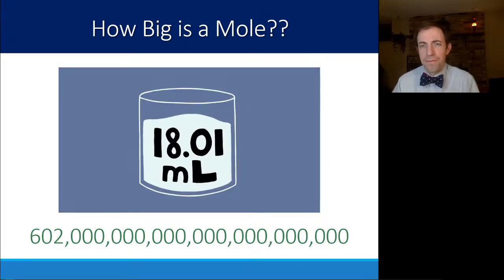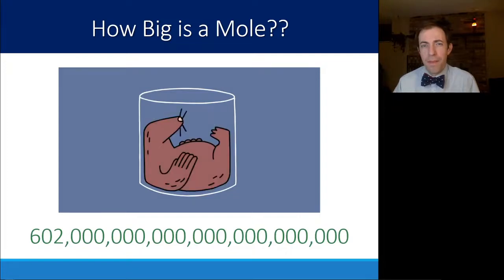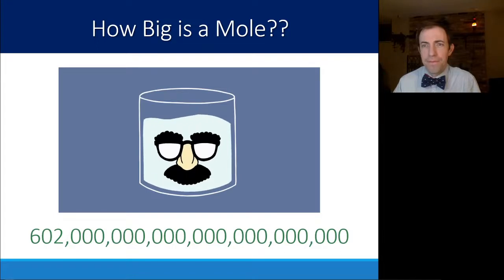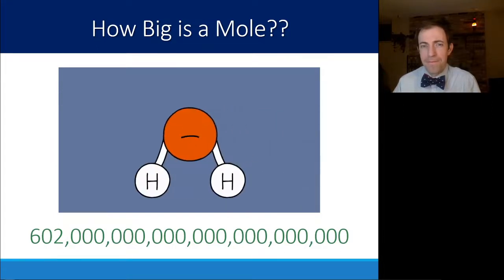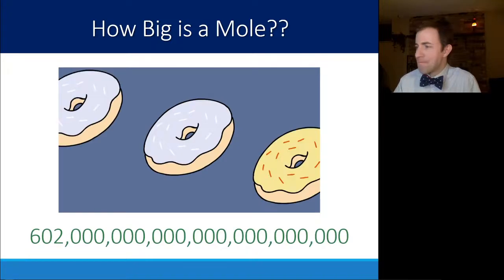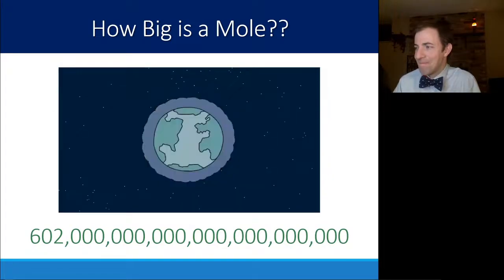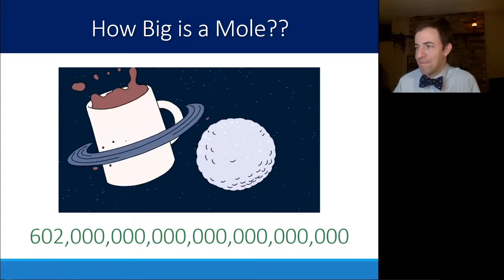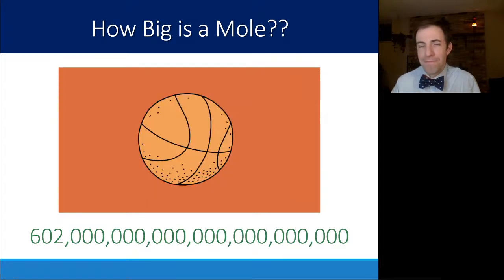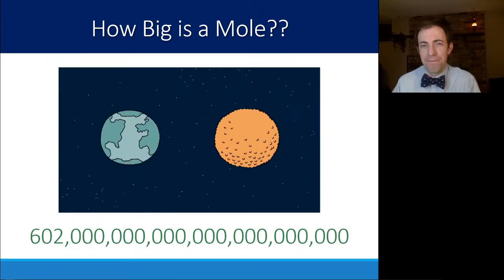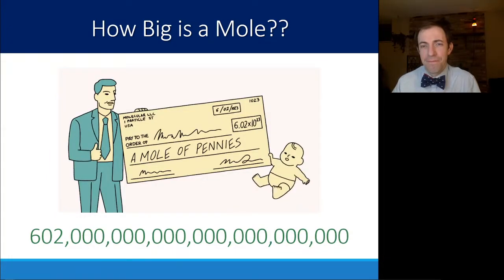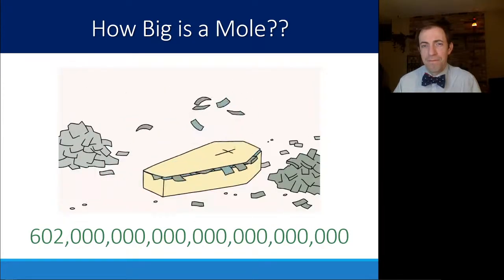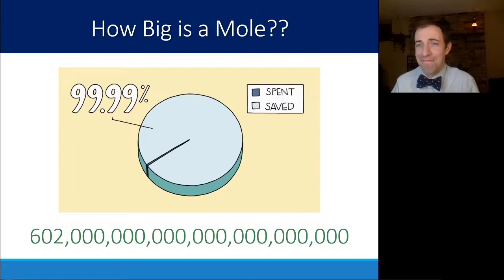Remember our 18.01 milliliters of water? Well, that's a mole of water. But how much is that? Exactly what does 602 sextillion look like? Maybe this will help. Exchange the water particles for donuts. If you had a mole of donuts, they would cover the entire Earth to a depth of 8 kilometers, which is about 5 miles. You'd really need a lot of coffee for that. If you had a mole of basketballs, you could create a new planet the size of the Earth. If you received a mole of pennies on the day you were born and spent $1 million a second until the day you died at the age of 100, you would still have more than 99.99% of your money in the bank.